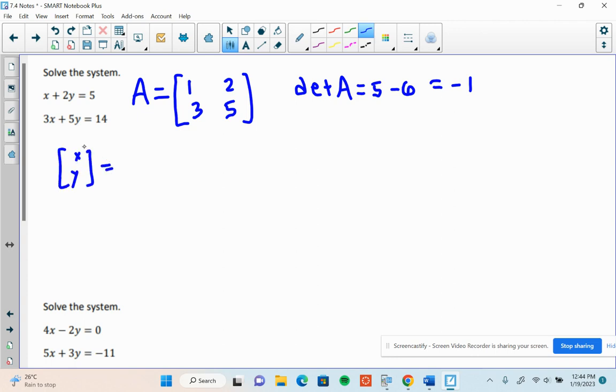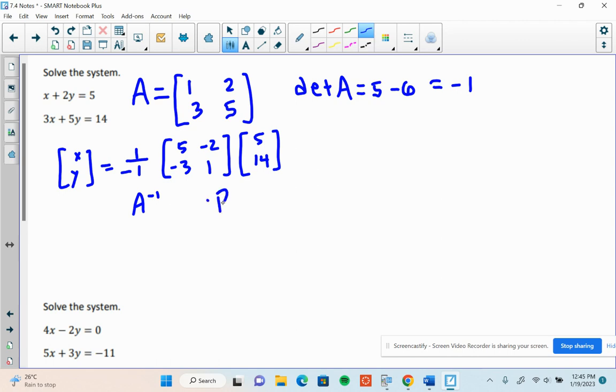So what we have is x y equals A inverse. So how do we find A inverse? A inverse is going to be 1 over negative 1. Switch the 5 and the 1. Change the sign on the 2 and the 3. And then we have to multiply that with the constant matrix. Almost said coefficient. Matrix that contains the constants. So there's the A inverse times B. Let's do the multiplying. And then I'll distribute a negative at the end, or a negative 1, whatever.